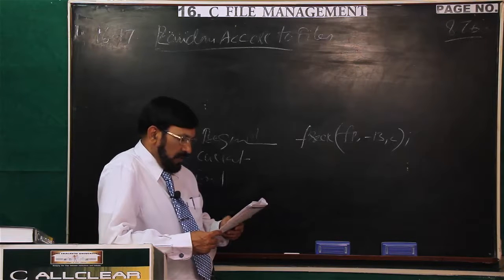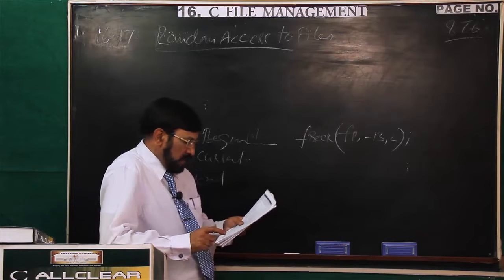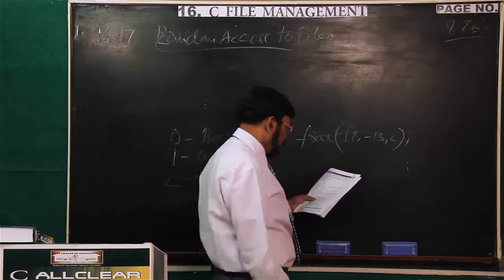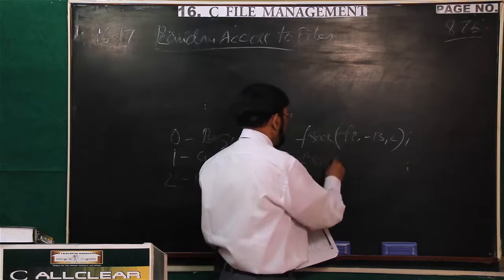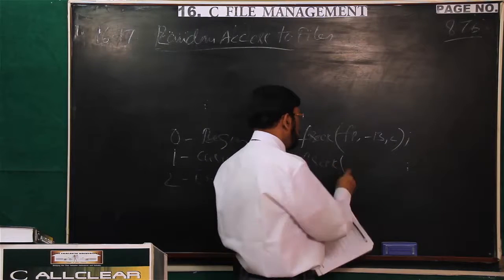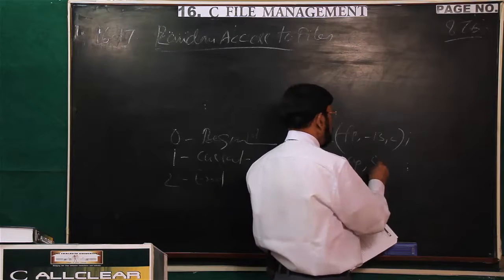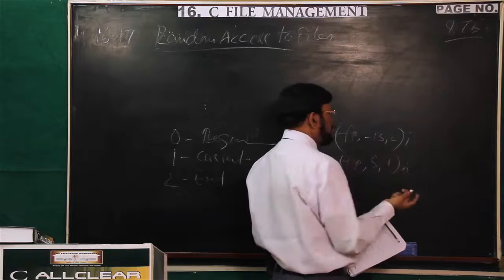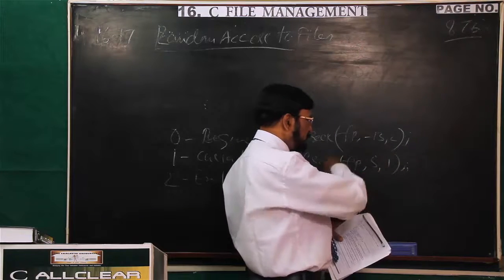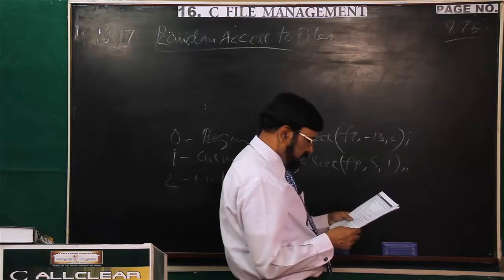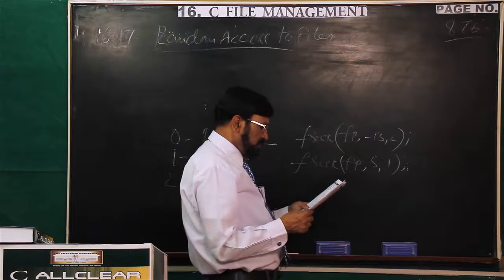And we want to go forward 5 spaces from the current position. Then what should we do? fseek fp, 5, 1. 1 represents the current position. From the current position, 5 spaces, then that is the 19th position.